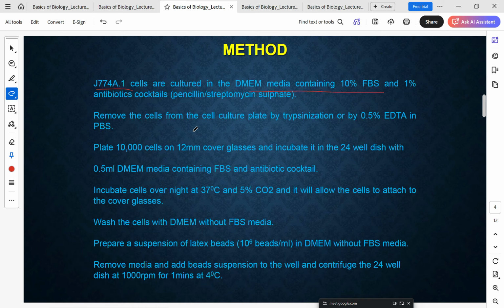You remove the cells using trypsin. Then you count them and plate them on the cover glasses which were cleaned earlier. Then you incubate them to allow them to adhere.